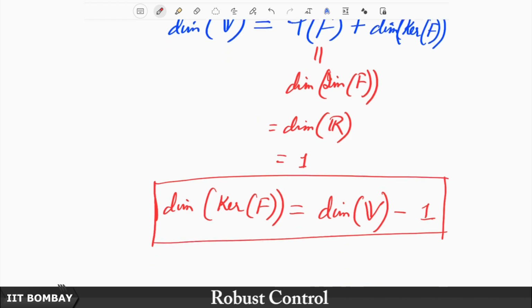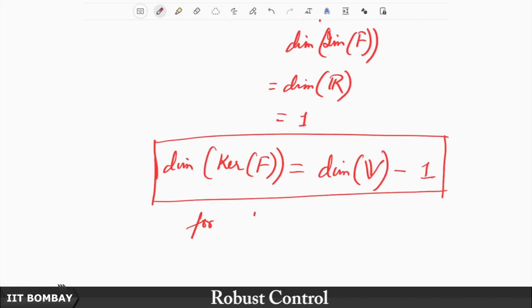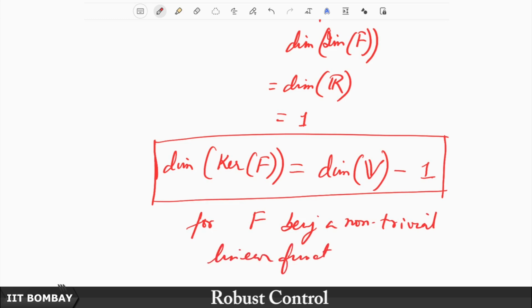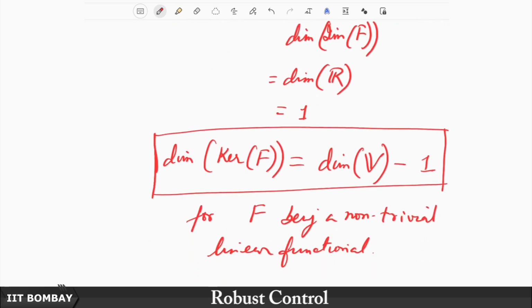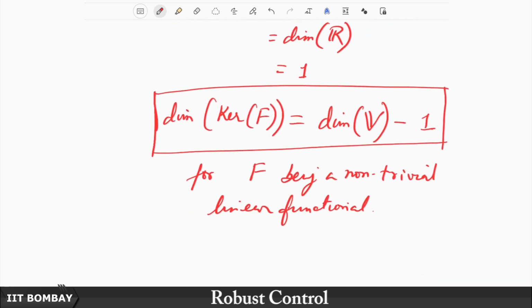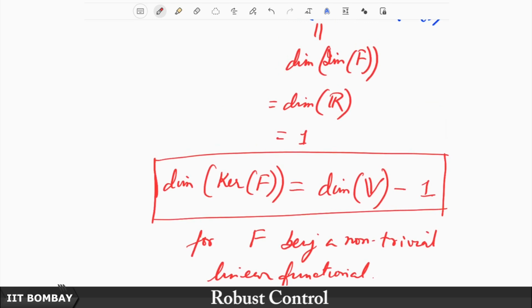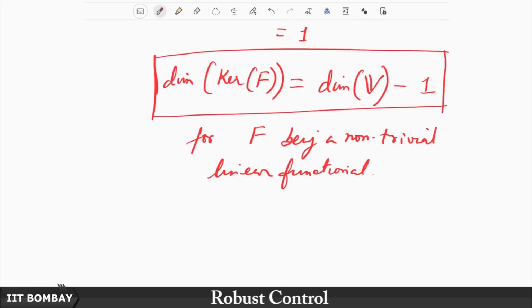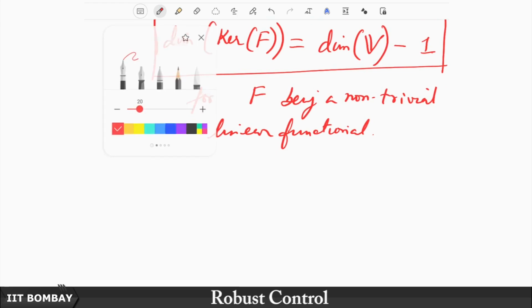So, this is, let me just clarify that, for F being a non-trivial linear functional. Okay. For F being a non-trivial linear functional, this is always going to be true. Okay. So now let us push this a little forward.